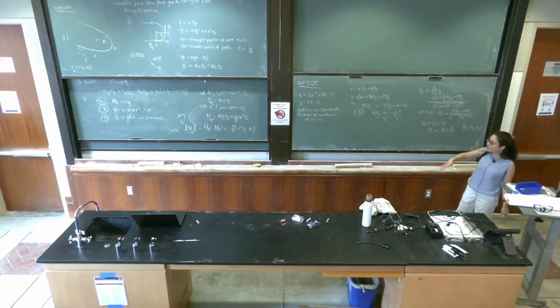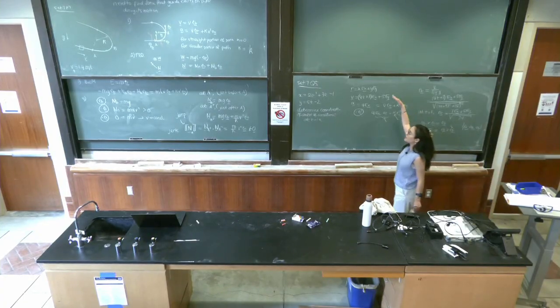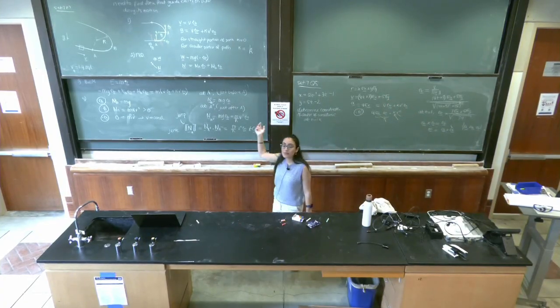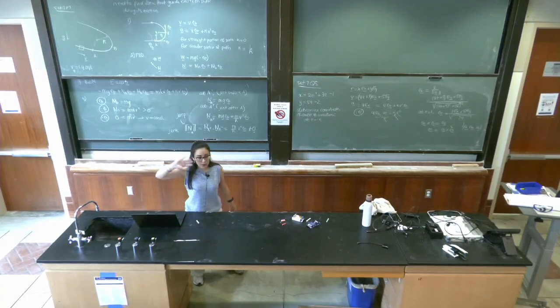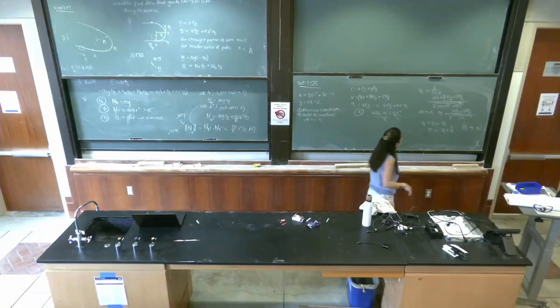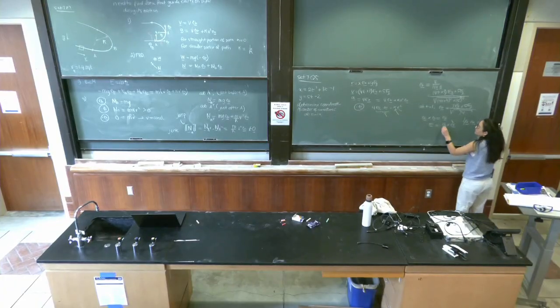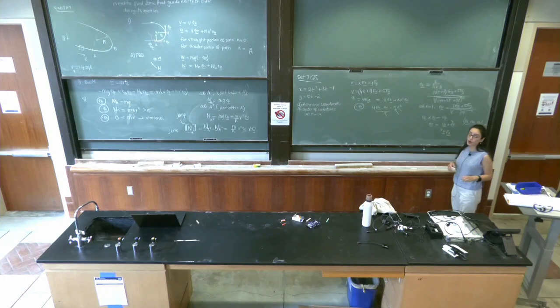Because this motion is in the plane, what is the direction of eb? Ez, well, it's plus or minus ez. We need to figure that out. Plus or minus ez to be determined.